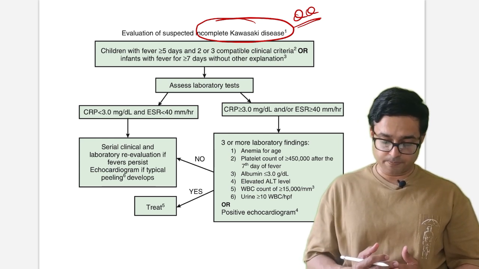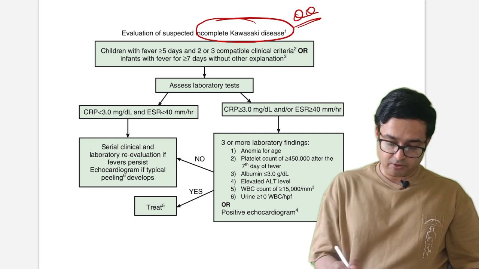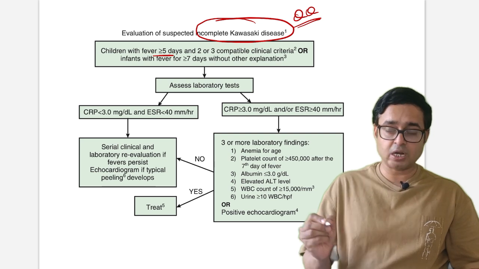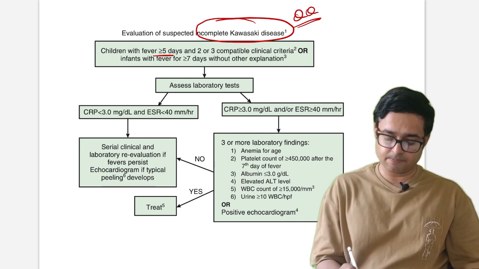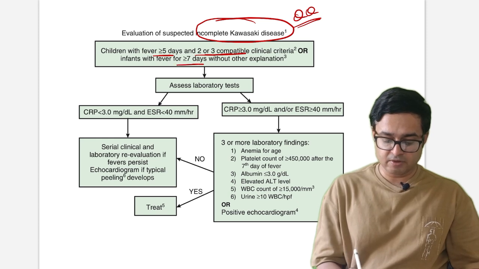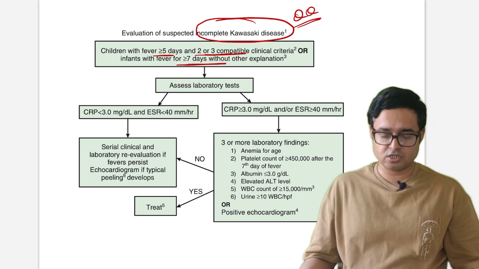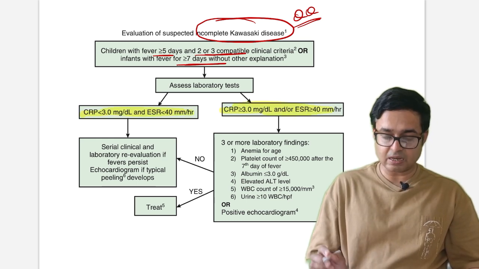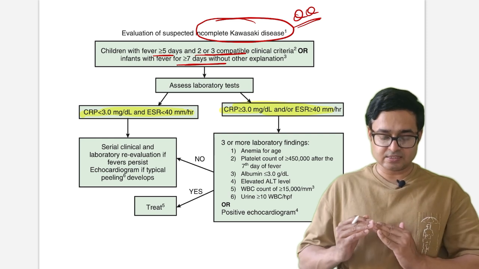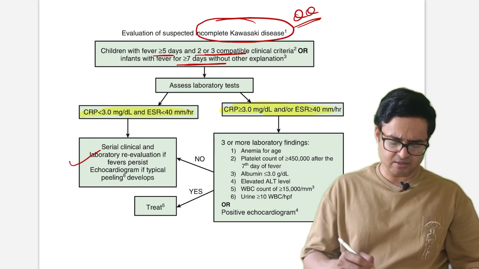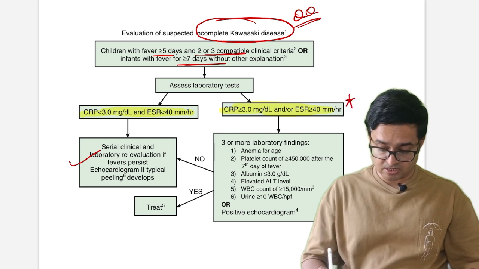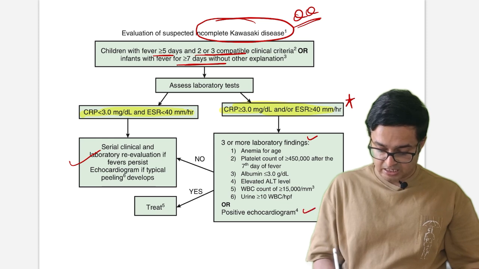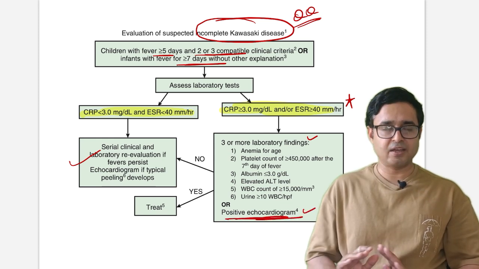How will you go through? Okay, so how can we call it incomplete Kawasaki? Fever is more than 5 days, but you are not meeting the four criteria, but you are meeting two or three criteria, or fever is more than 7 days and no explanation is found. What you have to do, just do CRP and ESR. If CRP is less than 3 and ESR is less than 40, think of another entity. If CRP is more than 3 and ESR is more than 40, you have to do lab tests and echo. If echo is positive, your diagnosis is Kawasaki disease.